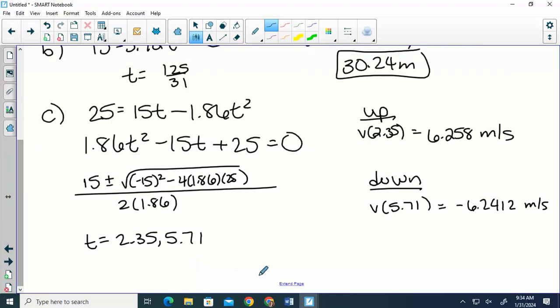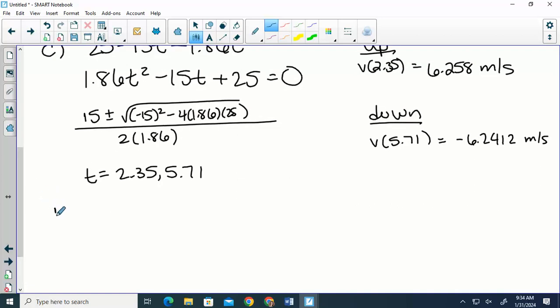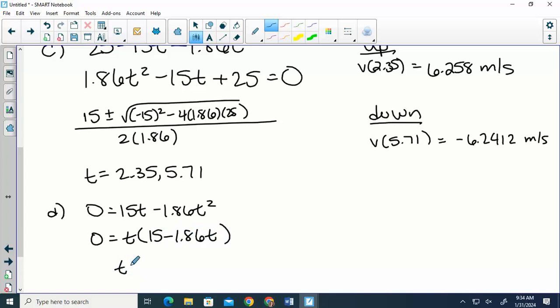Part D. We want to know when it hits the ground. So if it hits the ground, the height is 0. So we could factor out a t. Set those equal to 0, and we get t equals 0 and 8.06. Which one of those would be when it hits the ground?